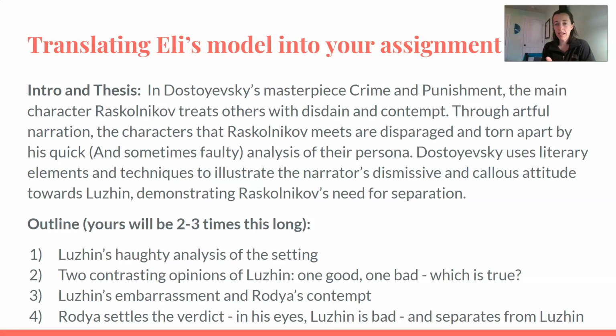When you're doing your outline, again, this is inspired by Eli's model, I'm just pulling concepts. It doesn't have to be complete sentences. Sometimes it is, if that's what I feel like I need to do, based on what Eli was doing there. So the first concept was Luzin's haughty analysis of the setting. The second, two contrasting opinions. The third, his embarrassment and Rodya's contempt. And lastly, Rodya settles the verdict.